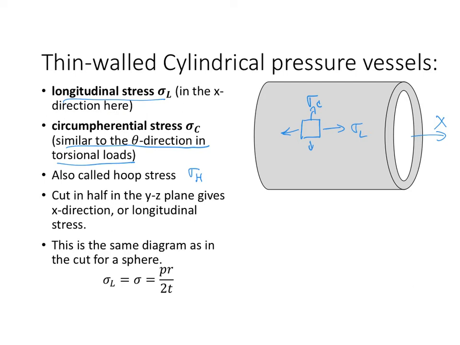So in this case, if we cut this in half in the xy plane, like we see here, we'll again see the same thing we saw before, where we have the stress, but this time it's sigma L, we have the pressure, and this looks identical to the free body diagram we drew for spheres. So because it's the same diagram, we get the same values, and what we learn is that Laplace's law for a cylindrical pressure vessel tells us that the longitudinal stress is also equal to PR over 2T.